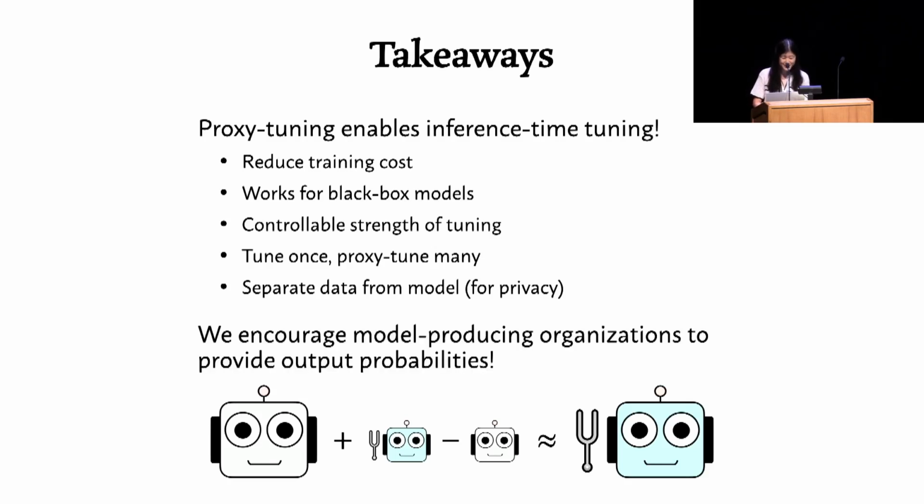If any of you out there are building frontier models, while of course we wish you would open source your great work, we encourage you at a minimum to provide the output probabilities through an API. This still protects your model parameters while expanding the set of possible use cases through inference time tuning.